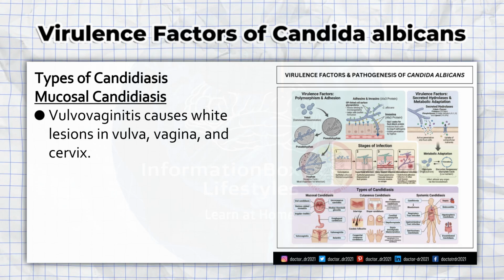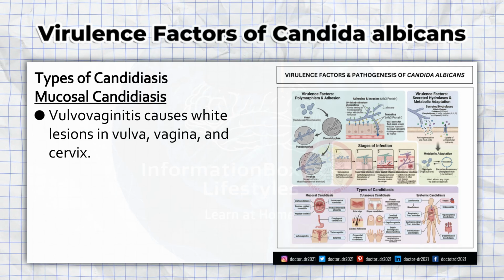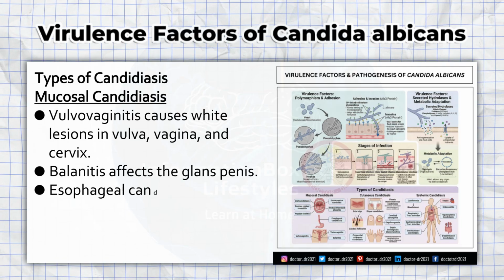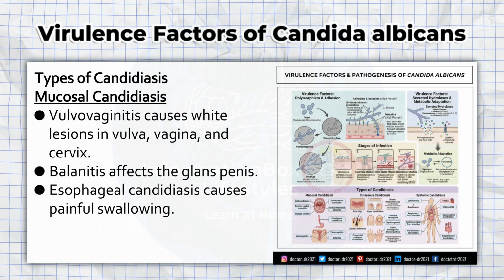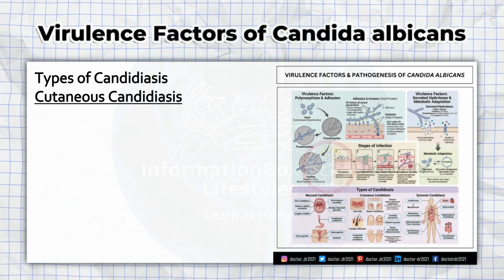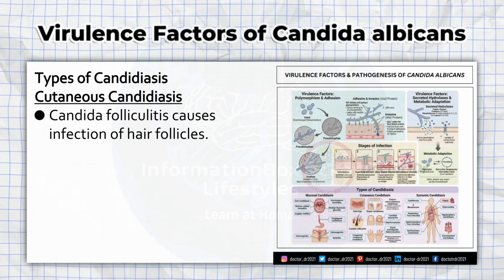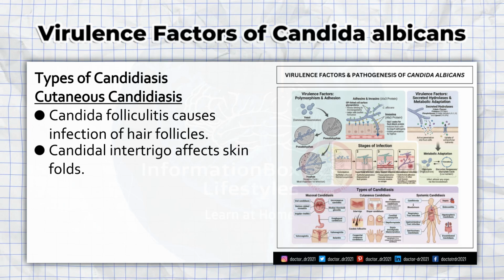Vulvovaginitis causes white lesions in vulva, vagina, and cervix. Balanitis affects the glans penis. Esophageal candidiasis causes painful swallowing. Cutaneous candidiasis. Candida folliculitis causes infection of hair follicles. Candidal intertrigo affects skin folds.